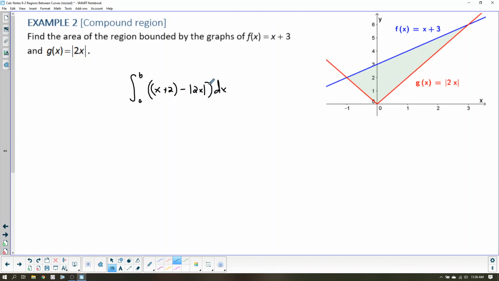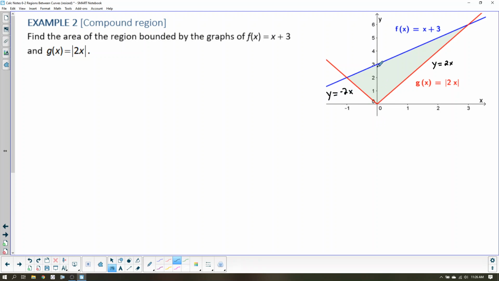The problem is I don't know how to integrate absolute value. Your calculator can do it, but it only does it as an approximation. So we have to come up with a different way of representing this. And so the way to do that is to break down what the absolute value of 2x really is. It's two linear functions. On this side, it is just 2x. It's just y equals 2x here. On the other side, it's going to be y equals negative 2x.